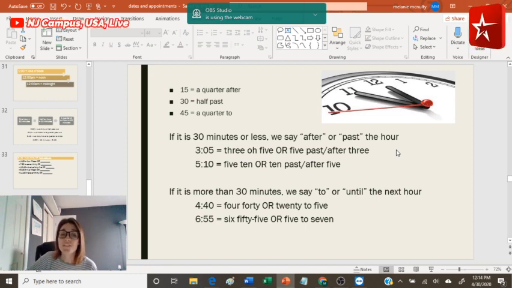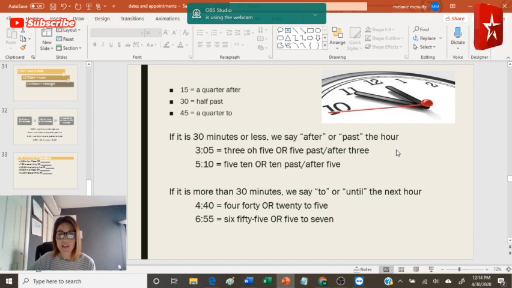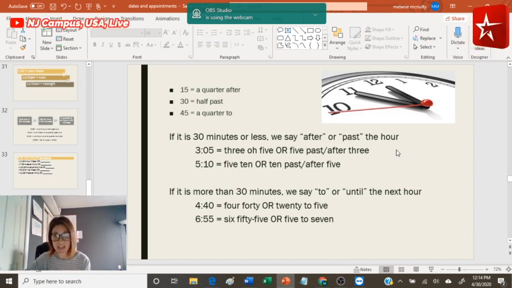Okay, so remember 15 minutes is a quarter. 30 minutes, a half. And when it's 45, we say it's a quarter to. Okay, so if it's 30 minutes or less, we say after or past the hour. So if it's 3:05, we could say it's five past three or five after three. If it's 5:10, we could say it's ten past five or ten after five.